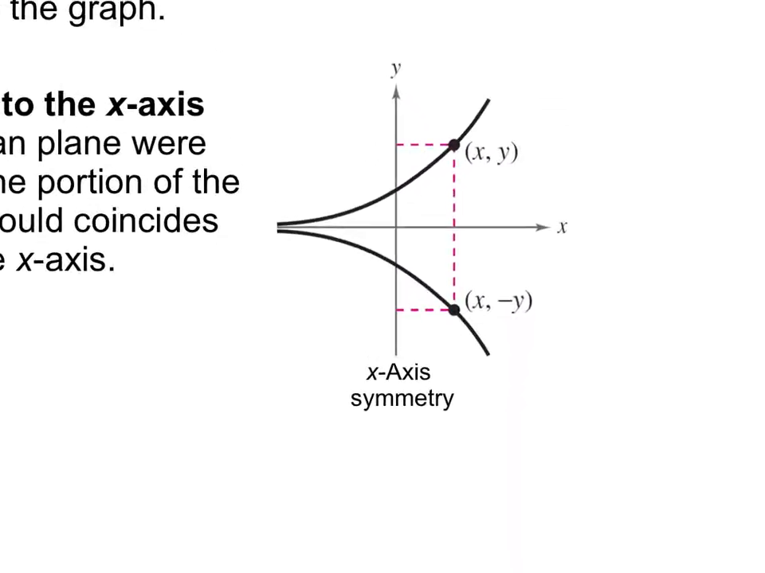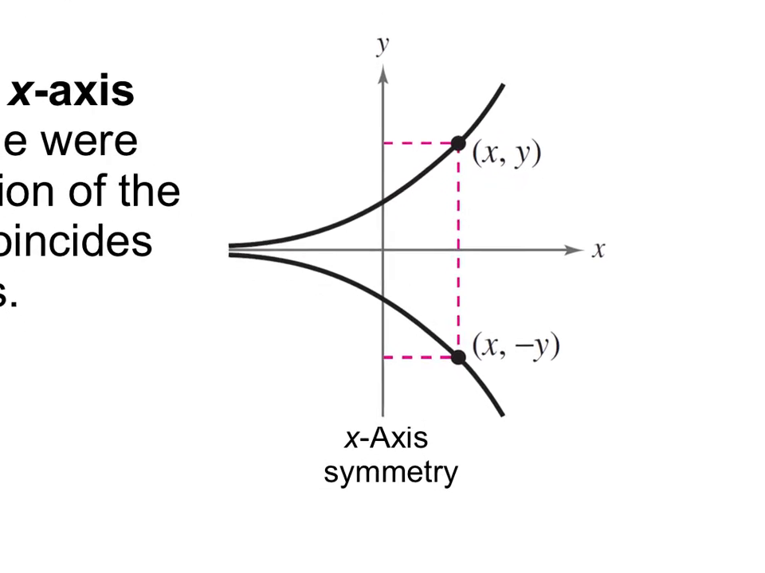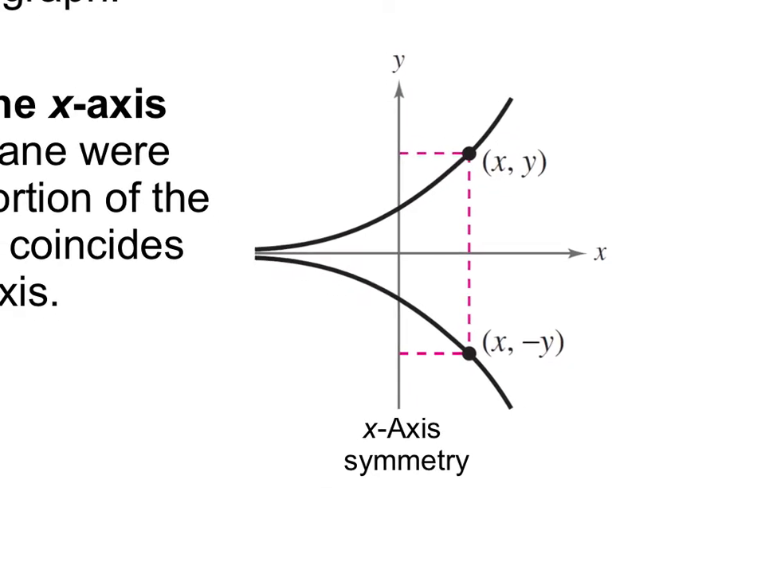Here is an example of x-axis symmetry. And that is where it's the same on the top and the bottom. So if I draw a line on my x-axis, it's the same on the top as it is on the bottom.